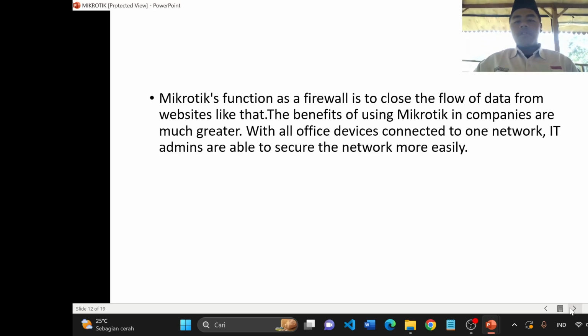The benefits of using Mikrotik in companies are much greater. With office devices connected to one network, IT admins are able to secure the network more easily.